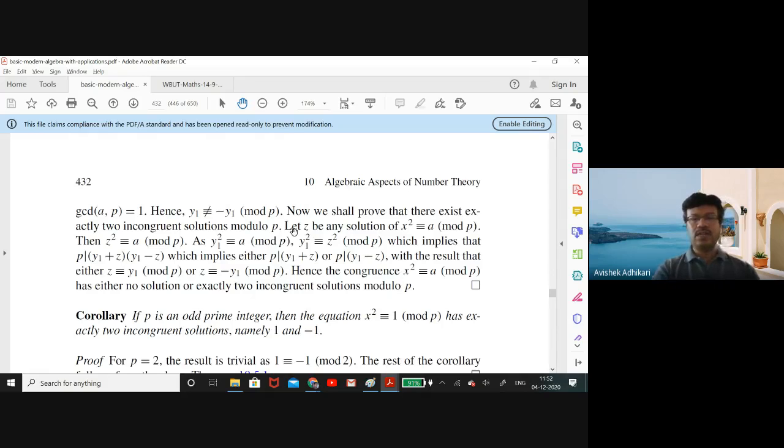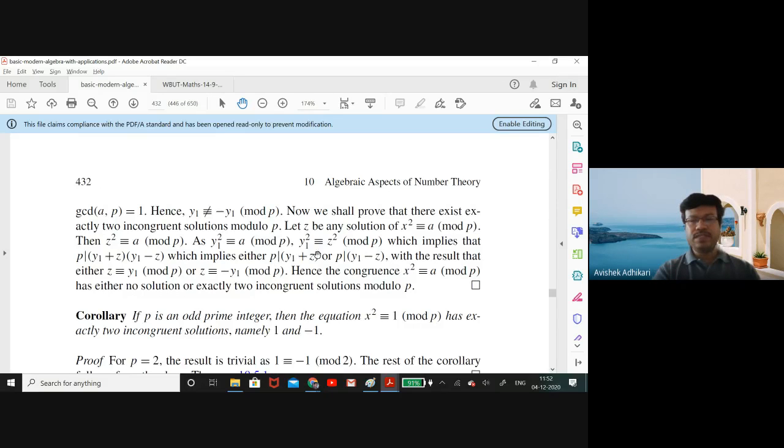How to prove that? z is any solution, so z square is congruent to a mod p. Y1 square is also a solution, as we have already seen. So from these two, y1 square is congruent to z square modulo p, which implies y1 square minus z square is congruent to 0 mod p. That means p divides y1 square minus z square, that is, p divides (y1 minus z)(y1 plus z). Now remember p is a prime, so either p divides one factor or the other.